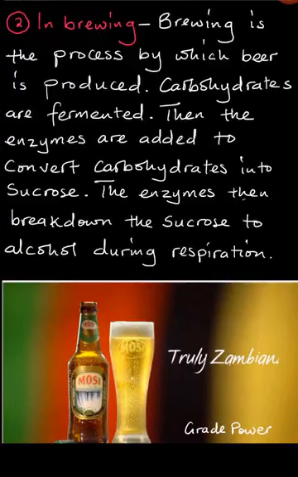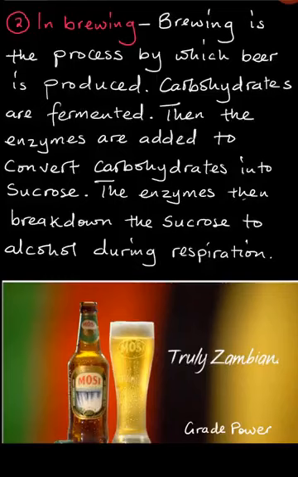The second application of enzymes in industry is found in brewing. Now, this is a big deal, okay? Before I can talk about brewing, let me explain, first of all, what brewing is. Brewing is the process by which beer is produced. Now, we know that a lot of our people in Zambia take a lot of beer. When beer is being manufactured, enzymes are involved. Let me explain to you how these enzymes are involved.